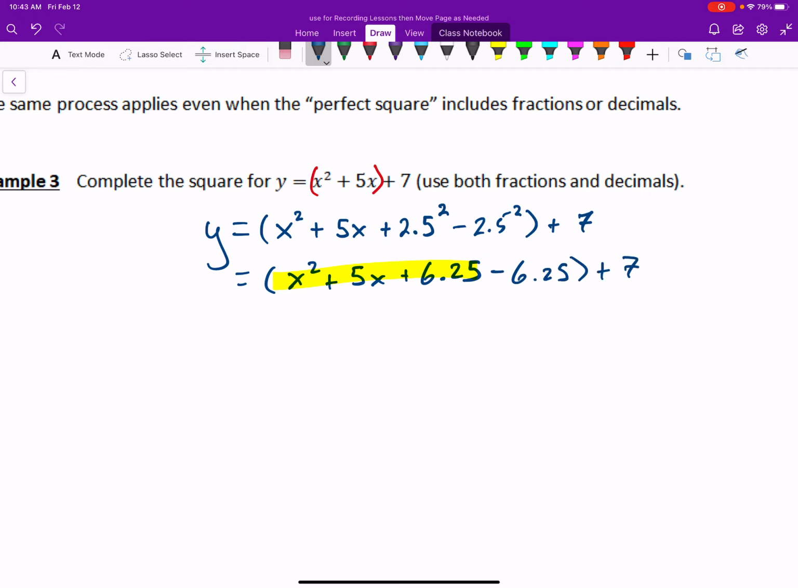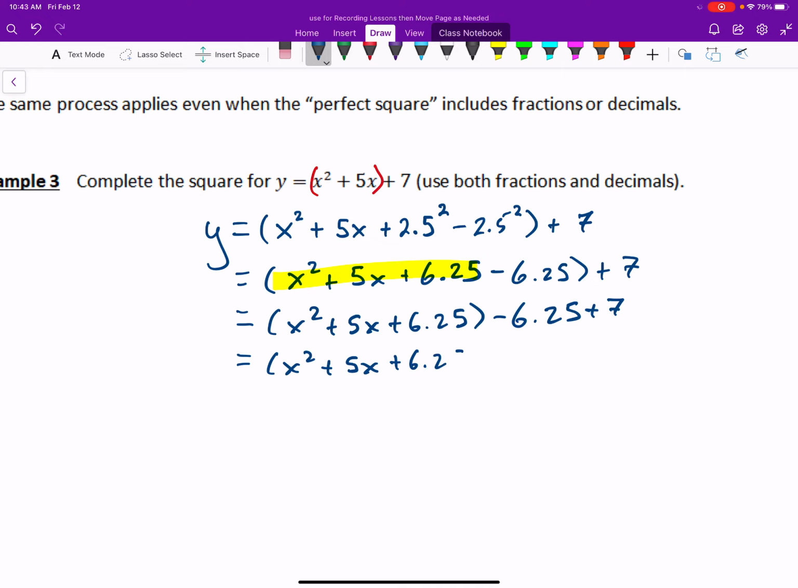And again, I don't want the 6.25. I want to take that outside the brackets. And I'm just going to tidy up those numbers at the end. And so I end up with 0.75 outside the brackets. But this is my perfect square. So I need two numbers that multiply to give 6.25 and add to give 5.